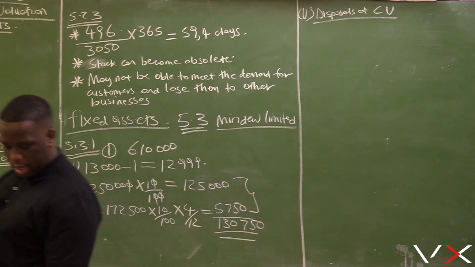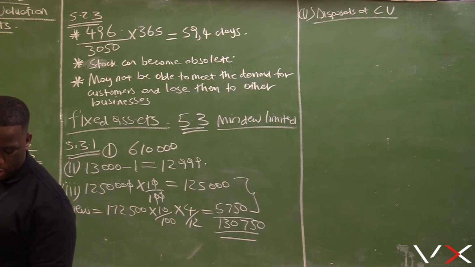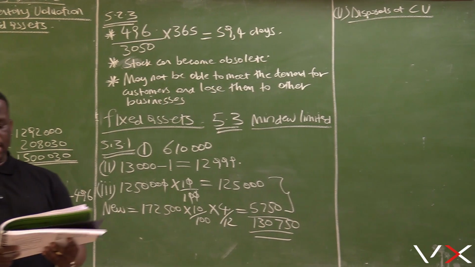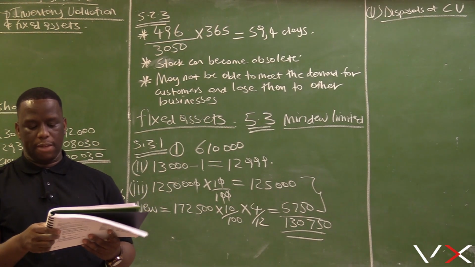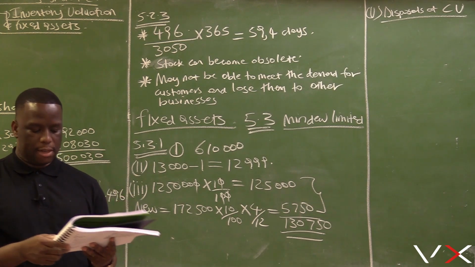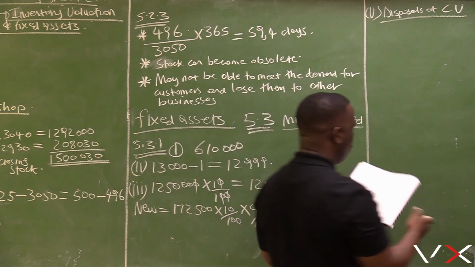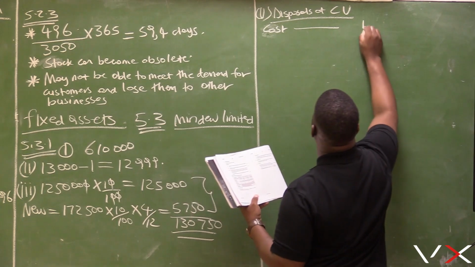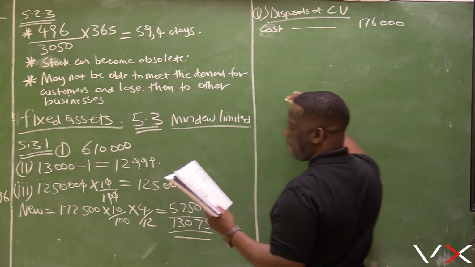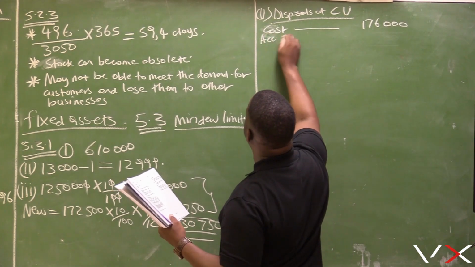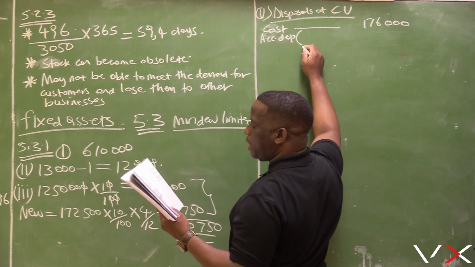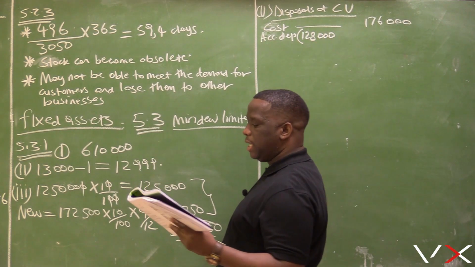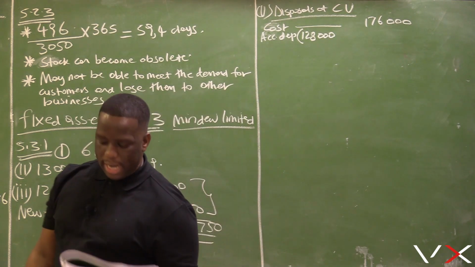There is a transaction about vehicles saying that depreciation is 12% per annum on the carrying value. A vehicle was sold for cash at carrying value on the 31st of December 2017, and the fixed asset register reflected the following. The cost of the vehicle that was sold is 176,000, and the accumulated depreciation is 128,000.